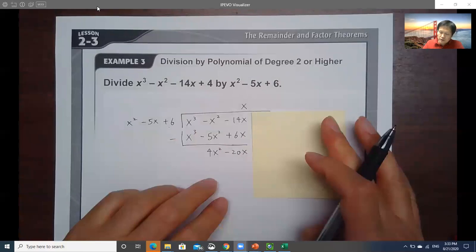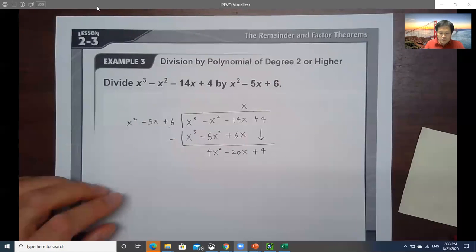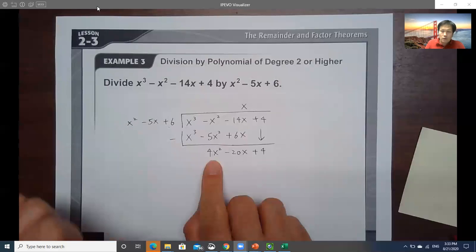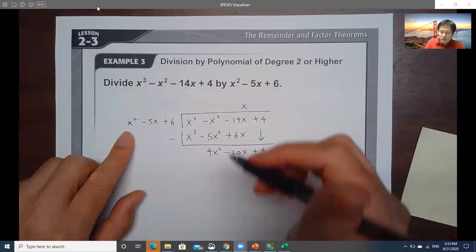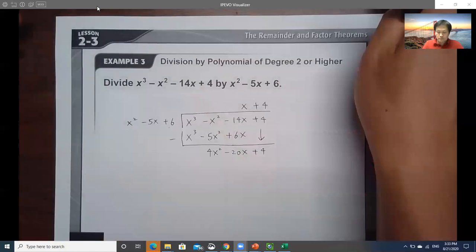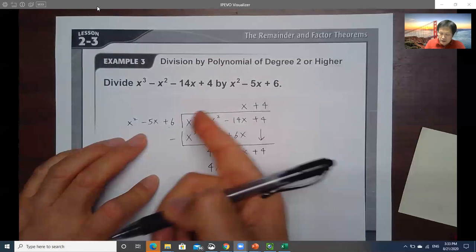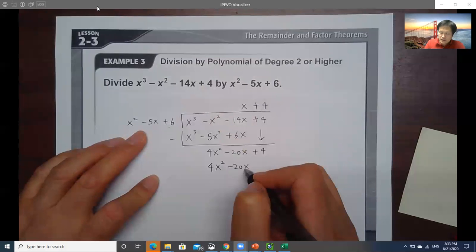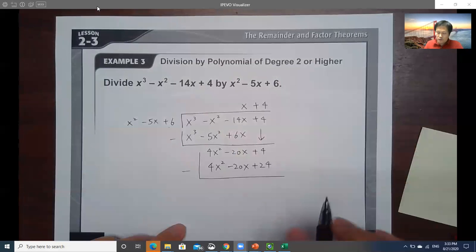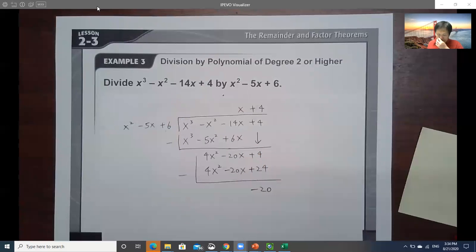Okay, bring the next term down, which is plus 4, and we're going to continue. First term to first term, what do I multiply to x squared to match 4x squared? 4. So plus 4, multiply, multiply, multiply. So we got 4 times x squared, 4 times minus 5x, 4 times 6, put an L shape, subtract, gone, gone. 4 minus 24 is minus 20. Is that correct? Okay.